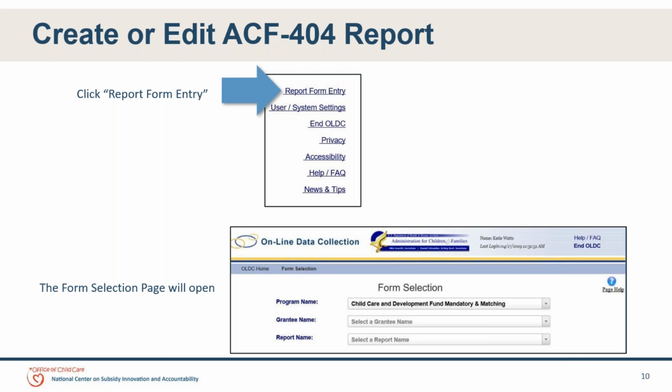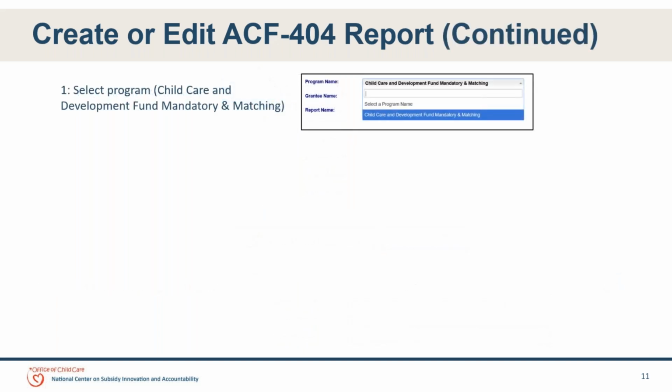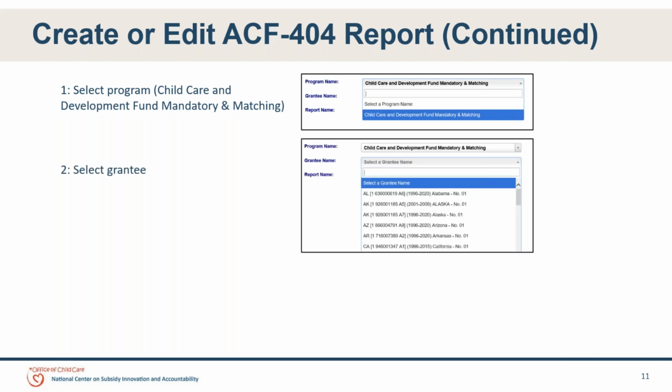Now what we'll do is walk through the first 3 steps of the form selection page. The first step on the form selection page is to select your program. Where it says program name, you'll choose Child Care and Development Fund, Mandatory and Matching. On this screenshot, that is the only option in the drop-down, but depending on your OLDC access capabilities, you may see additional options. And the next step, step 2, you will select the grantee name.